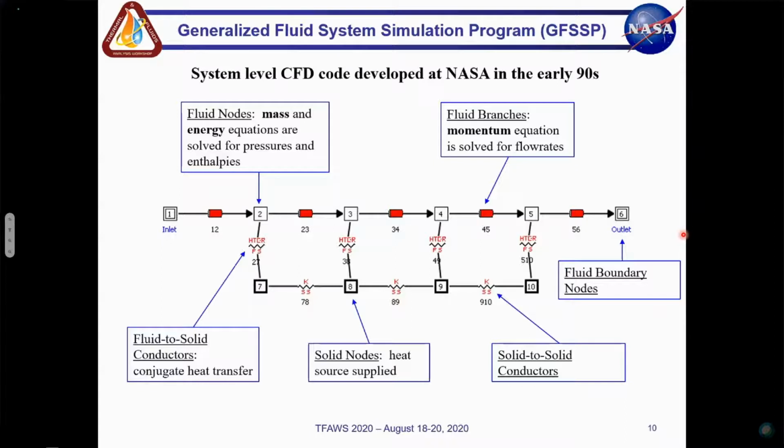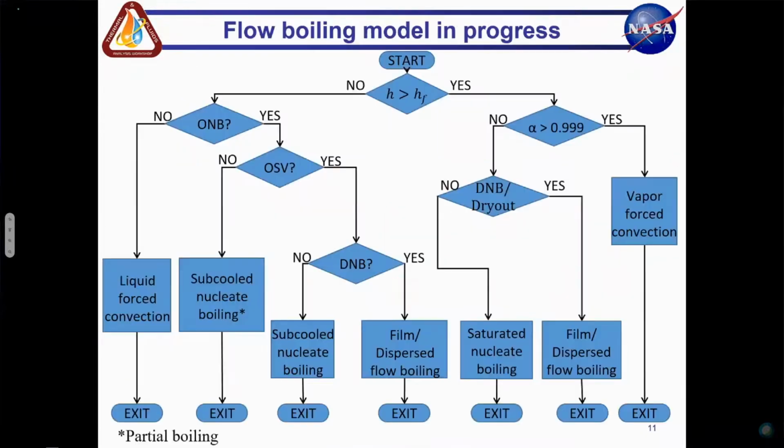So GFSSP is a Fortran-based code. So if you're trying to model a system that is not in the program currently, you have to write your own user subroutine in Fortran. And that is what I'm trying to do, is to write the boiling code into these conjugate heat transfer elements. And the goal, of course, is for the code to be able to predict which boiling regime we are in, select the appropriate heat transfer correlation, and GFSSP will then use that information to predict the wall temperatures and the fluid temperatures.